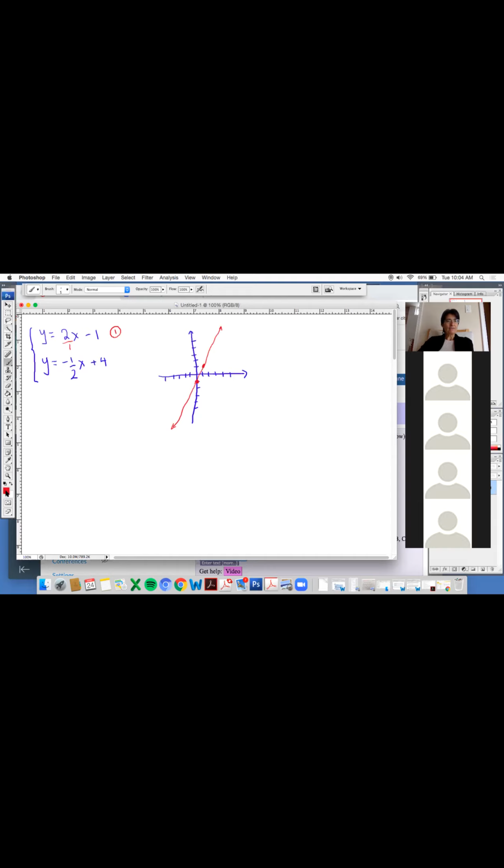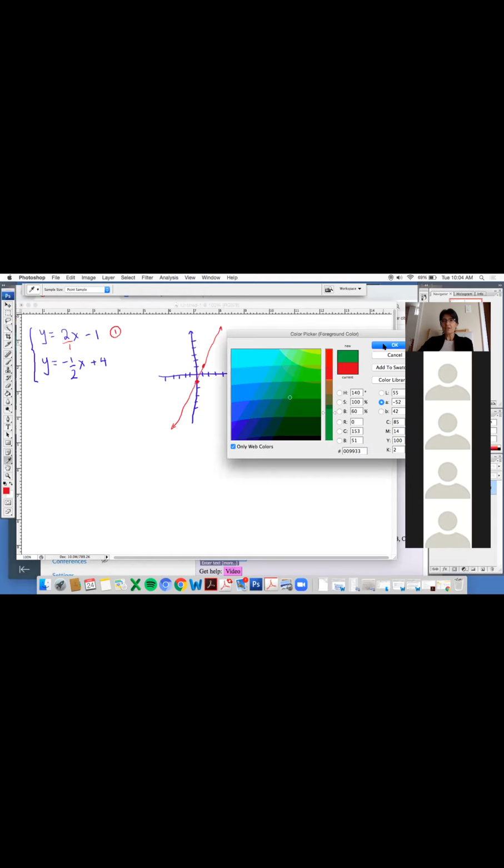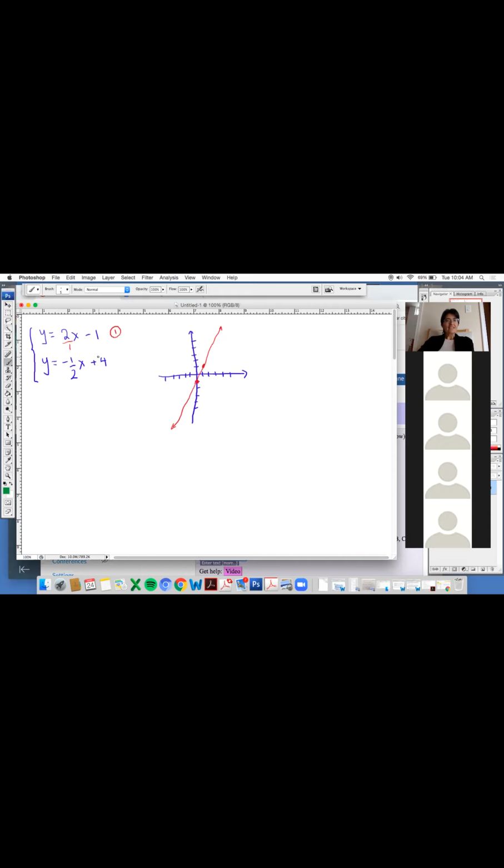Now I'm going to graph the second line. So I'm going to pick green. I like green. All right, so that's my number 2 equation. The starting point is 4. That's my y-intercept. 1, 2, 3, 4. And my slope is negative 1 over 2. Okay, so the negative 1 means go 1 down, right? And the positive 2 means go 2 to the right. Okay, and I'm going to draw the line like this. Okay, all right, so that's the graph of the system of equations.